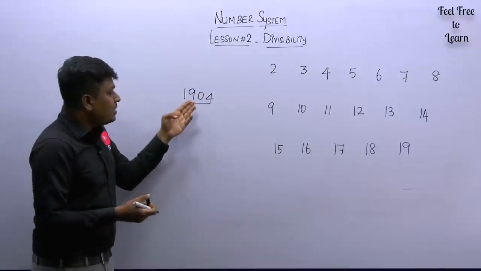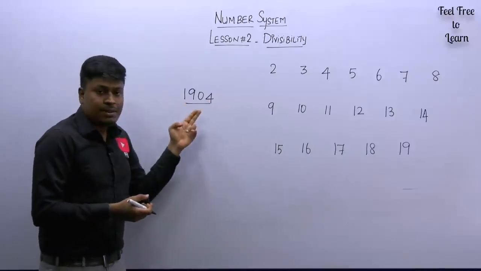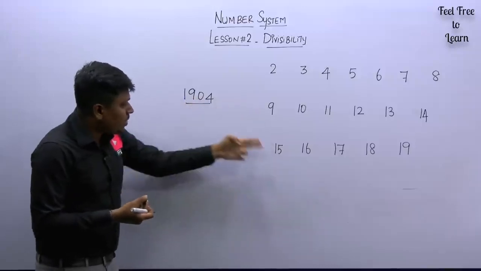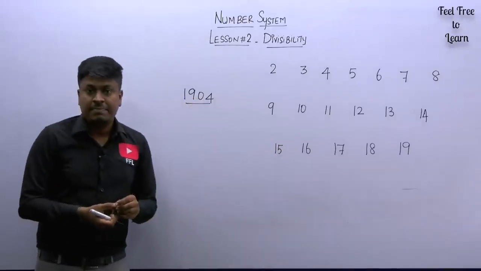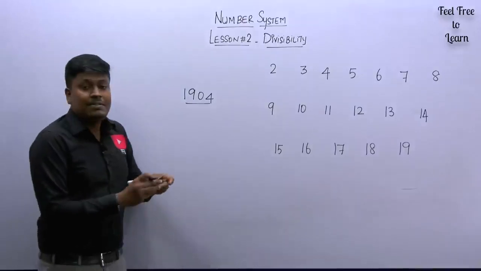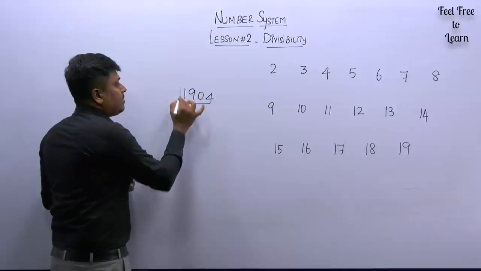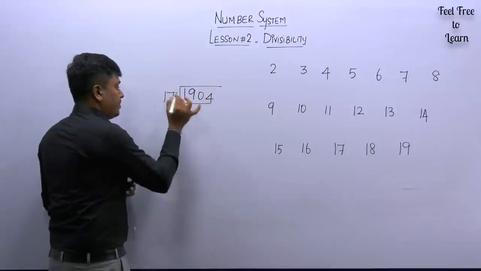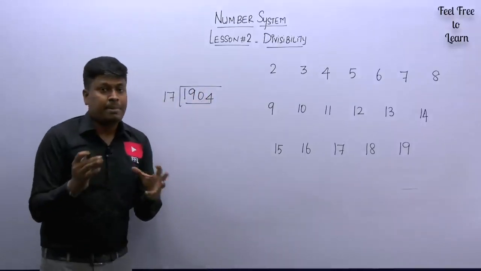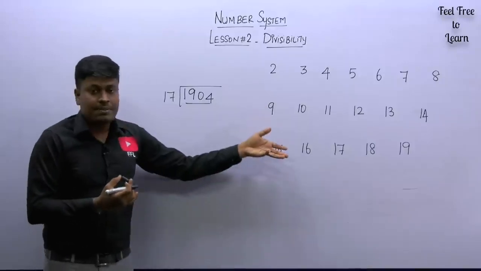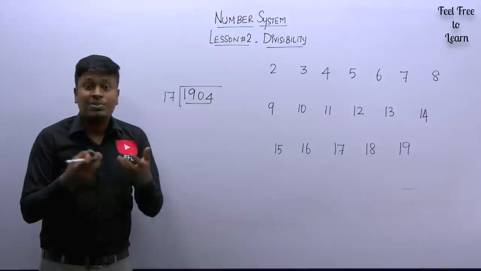We don't know whether this number is divisible by 13, or divisible by 12 or 15, 16, 17, etc. But if you know the divisibility rule of all these numbers, then definitely you can say that this number is divisible by 17, right? So this comes only with practice, right? So listen here, we have to learn all these divisibility rules, no other way, no other shortcuts.